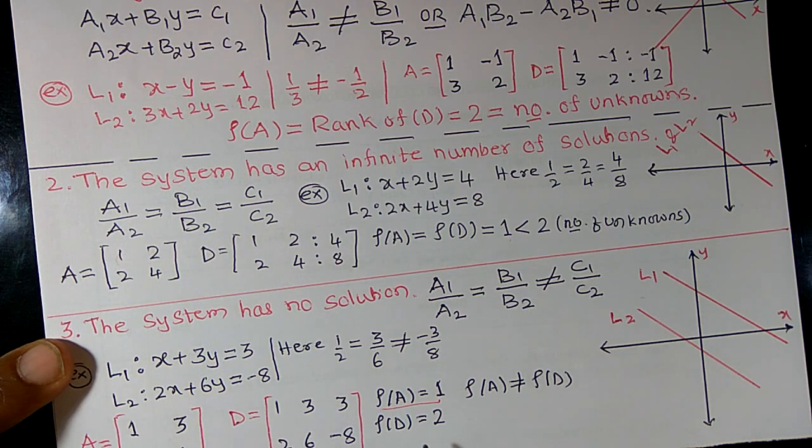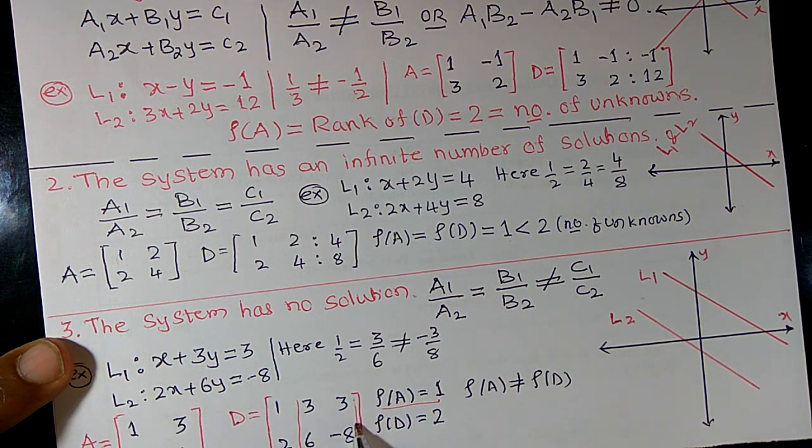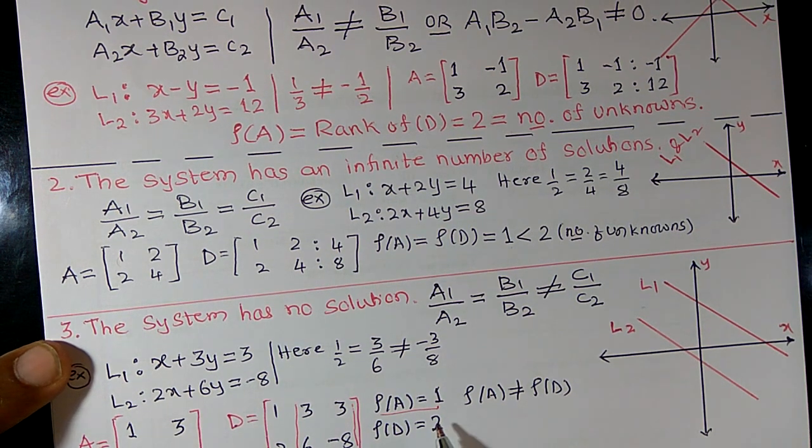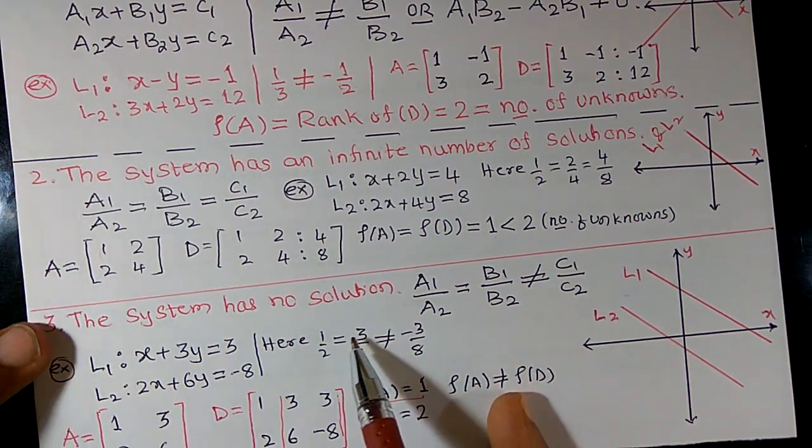1 into 6 is 6, 2 into 3, 6 minus 6 is equal to 0. Or you can consider another possible minor of order 2: 3 into 8 minus 24, right? So minus 18. It means it is not equal to 0. So when we consider this minor, the rank of this matrix is 2. Right? So rank of A is not equal to rank of D. So therefore the system has no solution.